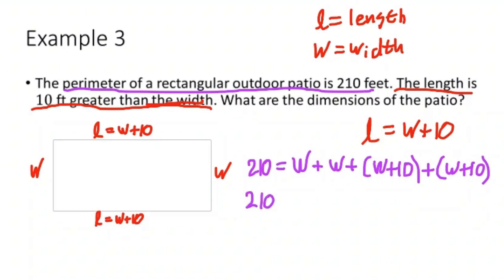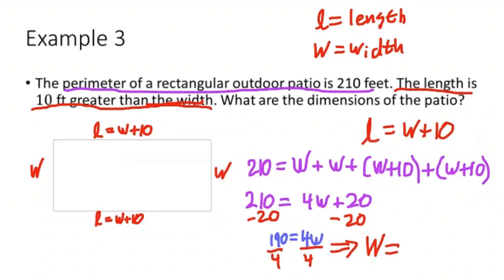On the right-hand side, we can collect our like terms. We see we have W plus W plus W plus W, which is 4W, and we have the 10 plus 10, which is 20. We'll subtract 20 from both sides. We get 4W equals 190. Divide by 4, and we get W equals 47.5.